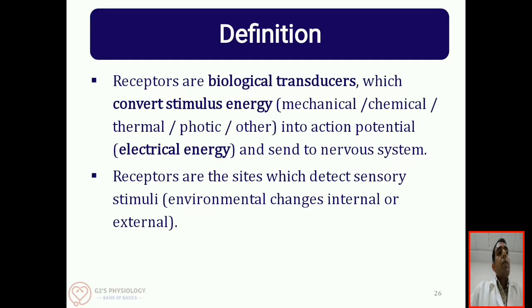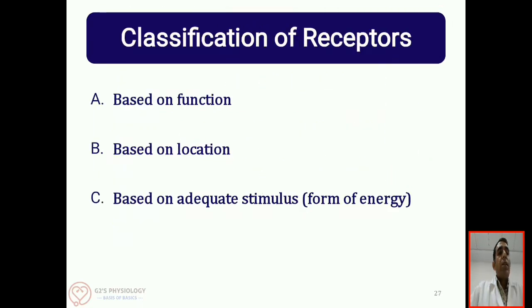So this is all about today's session on receptor physiology part 1, in which we covered the definition and the classification. The most important question is the classification of receptors. Definition is very simple: biological transducer, that is the keyword. Classification is 3-way: function, location, and based on the adequate stimulus.